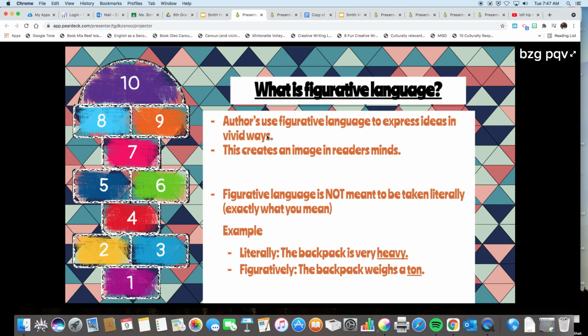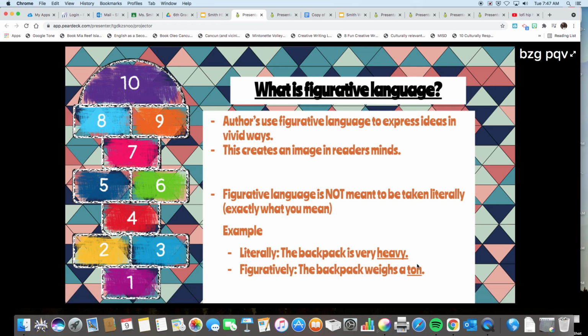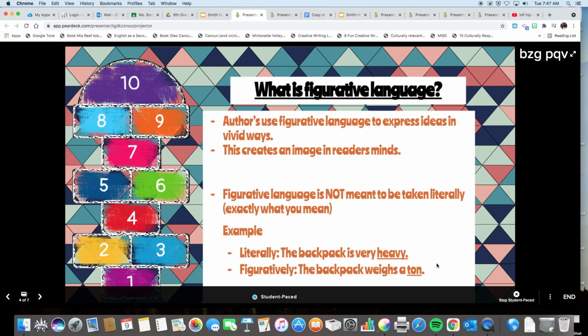Figurative means something different. So for an example, literally, the backpack is very heavy, okay? That is a literal sentence, and you are meaning exactly what you say. The backpack is very heavy. Figurative sentences, right here, is the backpack weighs a ton. Okay, now if you guys don't know, the literal meaning of a ton is 10,000 pounds. So the backpack obviously doesn't weigh 10,000 pounds. So the person, the author, when they're using this figurative language, they're basically just trying to say that the backpack is very heavy. Okay, but they say it in a figurative way.